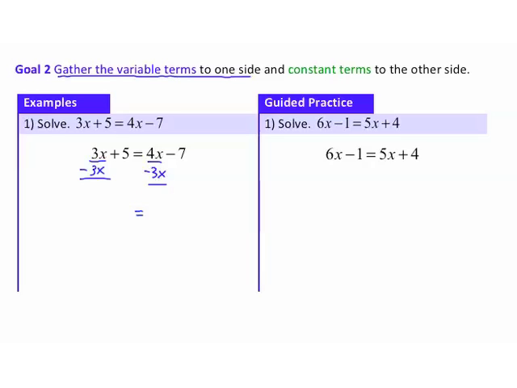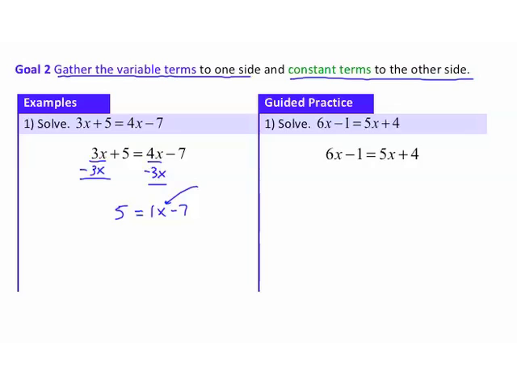On the left side, 3x minus 3x is 0, so all I'm left with is a 5. On the right side, 4x minus 3x leaves me with 1x, and then I have a minus 7. So you'll notice what has happened here is I've got the variable terms over here on the right side. So my variable term 1x is over here on the right side. So goal 2 now tells me once I got the variable terms to one side, I need to get the constant terms to the other side.